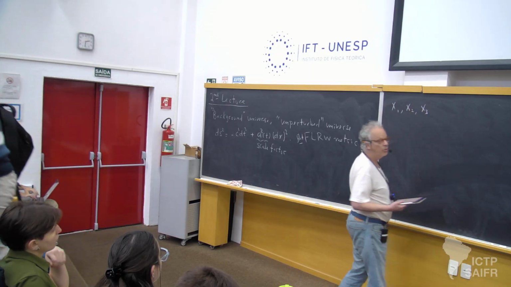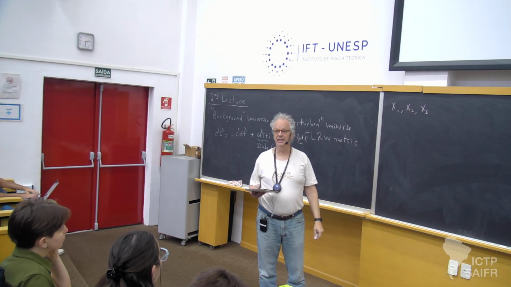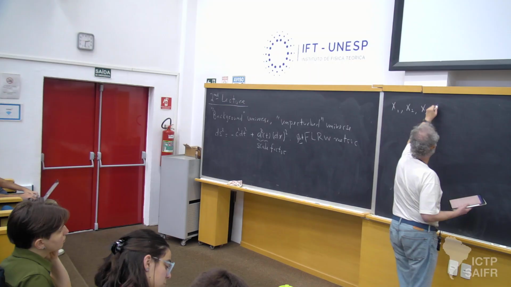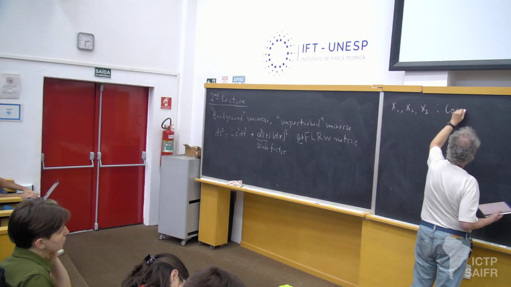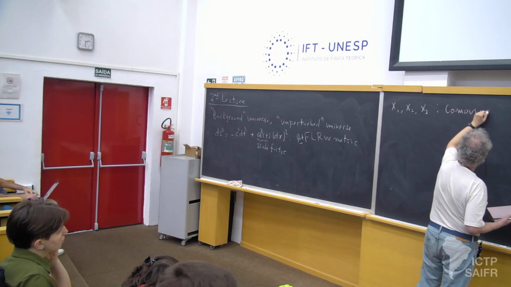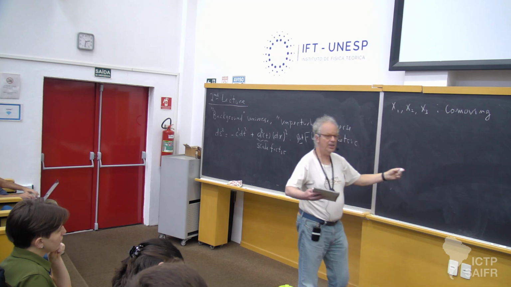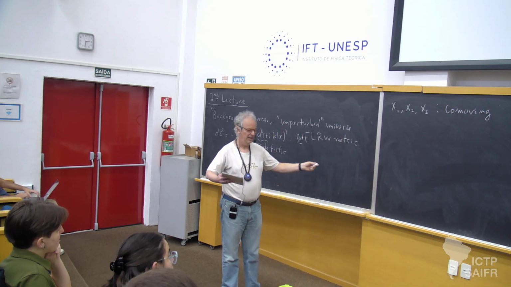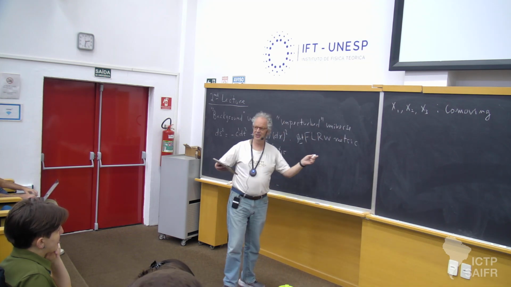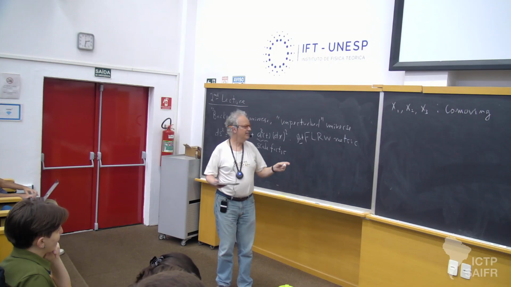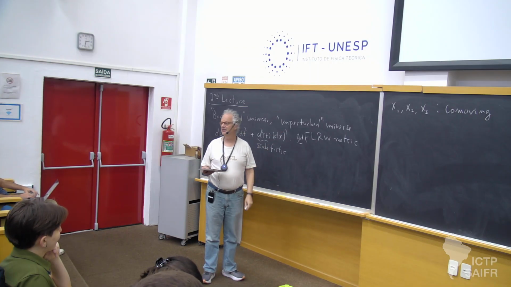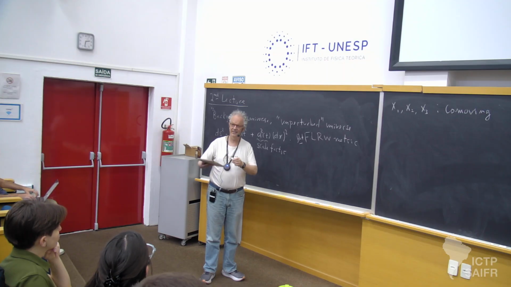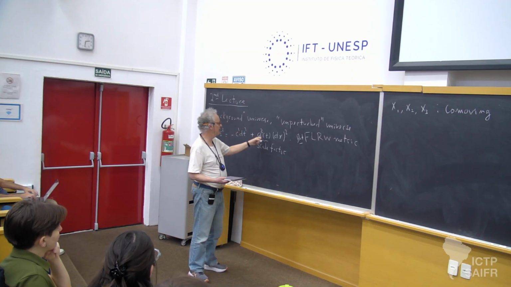Something I want to emphasize now is that these coordinates, x1, x2, and x3, are what we call the comoving coordinates. Let me explain what this is. If you have two objects in the universe, and the universe is doing whatever it's doing because of the scale factor, these coordinates do not change.